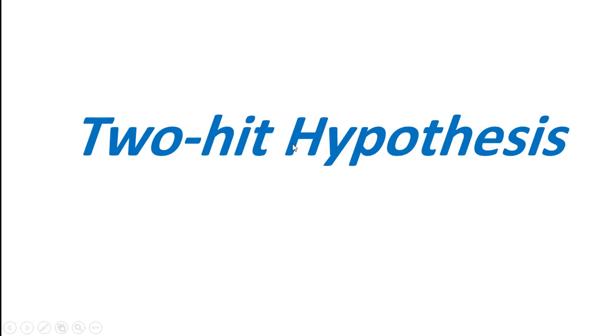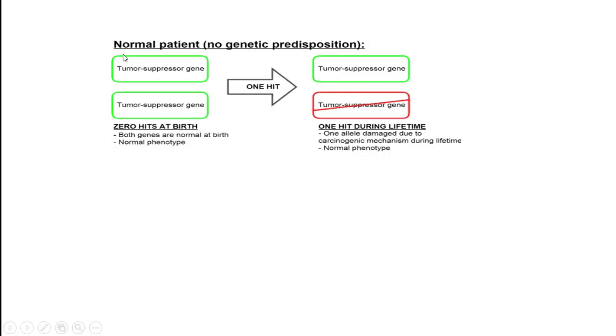Now we're going to discuss the two-hit hypothesis. The first example: a normal patient with no genetic predisposition, who has a tumor suppressor gene with no mutation inside its two DNA strands. Zero hits at birth. Both genes are normal at birth, with a normal phenotype. If this person has one hit during his lifetime, as you can see here, one allele is damaged due to a carcinogenic mechanism during lifetime, but the person still has a normal phenotype.